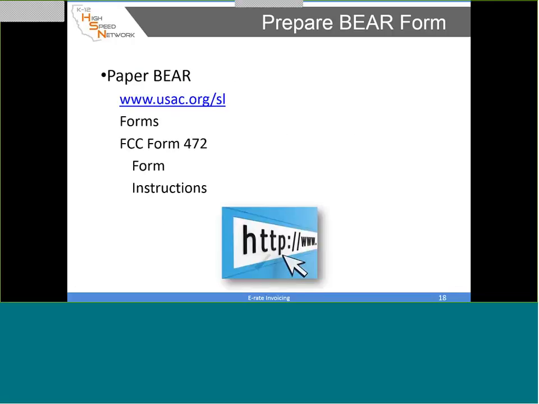There's two ways to file this form. We're going to spend more time on the paper method because that's what everyone has access to. The paper method can be found online. You go to USAC's website, again to their main page, click on Forms on the left side, then select FCC Form 472, where you can then download both the form and the specific instructions. So let's go ahead and take a look at that form.